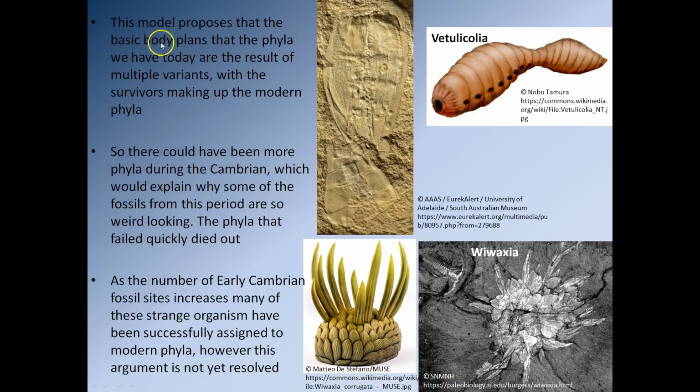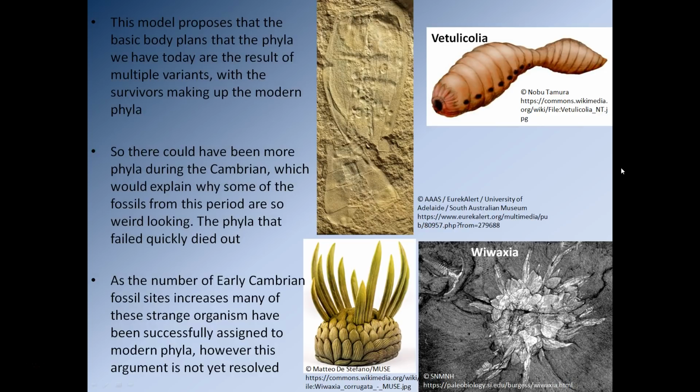So the model proposes that the basic body plans that the phyla have today are the result of multiple variations, with the survivors making up the modern phyla. These body plans appear in the Cambrian, and evolution has carried them forward through each new evolutionary step, all the way through to the modern day. So this means there could have been phyla during the Cambrian which did not make it to the present day, and that would explain certain interesting organisms like this one here that don't fit comfortably into any of the modern phyla, and obviously that would suggest that that particular phylum died out.